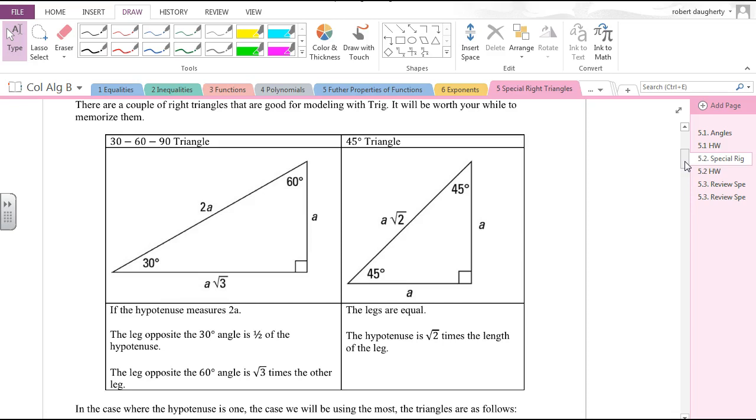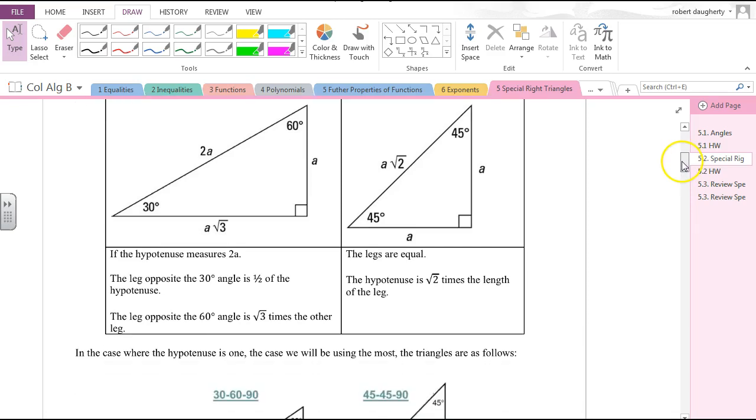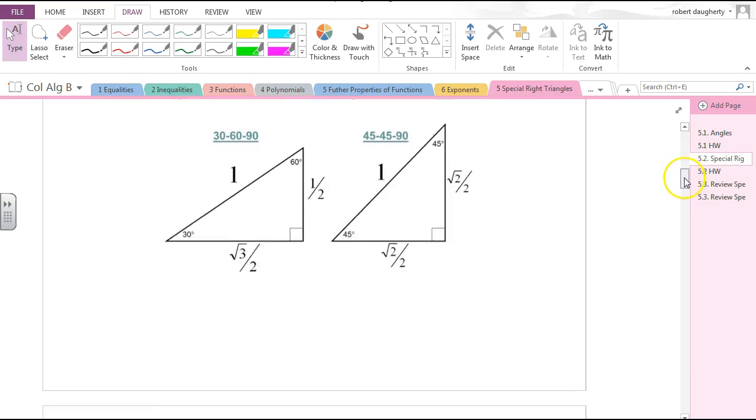The reason these are both right triangles is because 30 and 60 is 90, plus the 90 you see down here, that's 180. Same thing with 45, 45, and 90. I would not be concerned about these sides. This is what you really need to know right here. So you're going to see these two triangles. This is one question on your quiz.